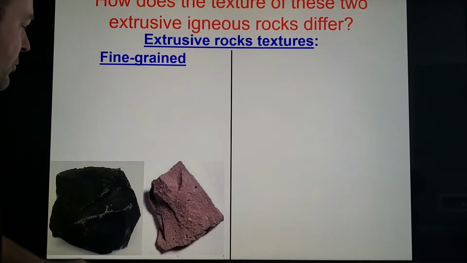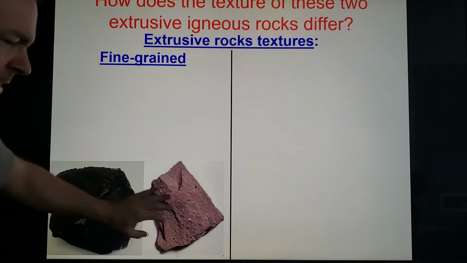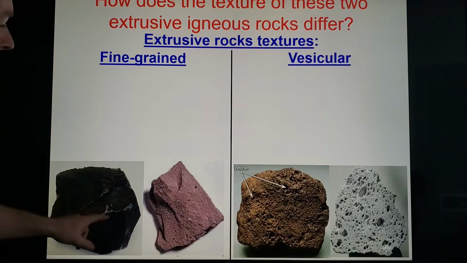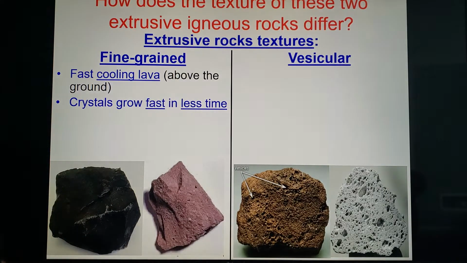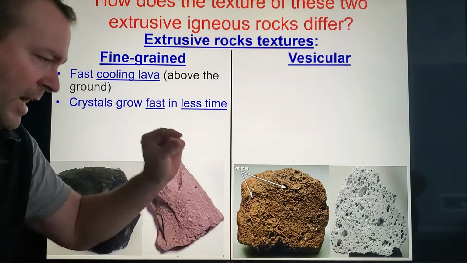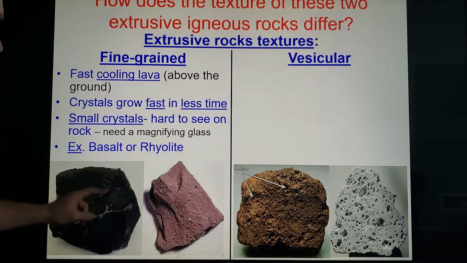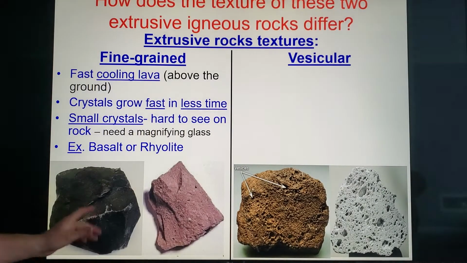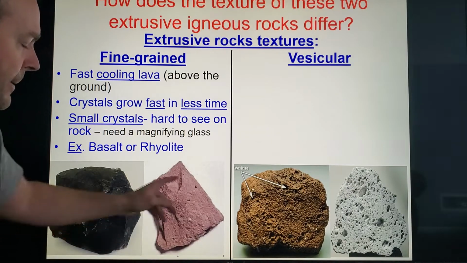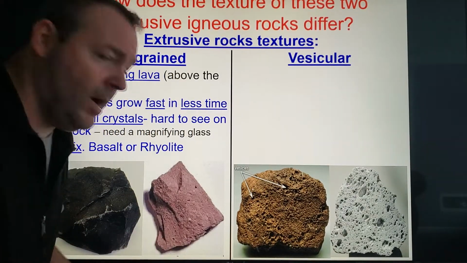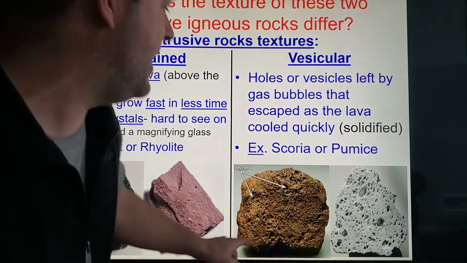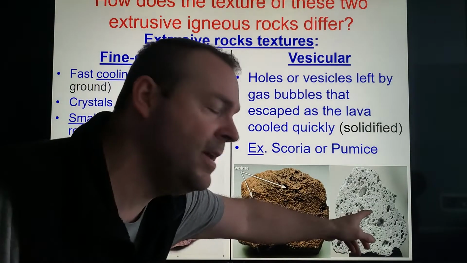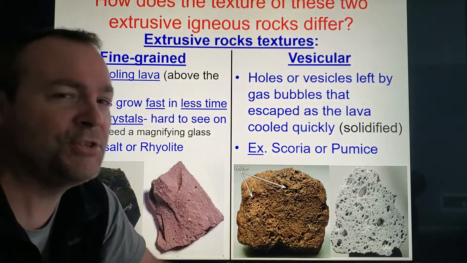Okay? So here are your extrusive textures. These are called fine-grained. You don't really see the gas pockets, and you might see some speckles of minerals in there. Okay? Fast-cooling lava, right, at the surface. Crystals grow in very little time, so they're just very small, and your examples would be basalt and rhyolite. We talked yesterday about this being most of the ocean floor and the surface of the moon. Rhyolite, you'll find more on the continents. Okay. However, if it cools really fast, you'll get those vesicular textures, those gas pockets, right? That was that pumice stone we talked about, that callus scraper.